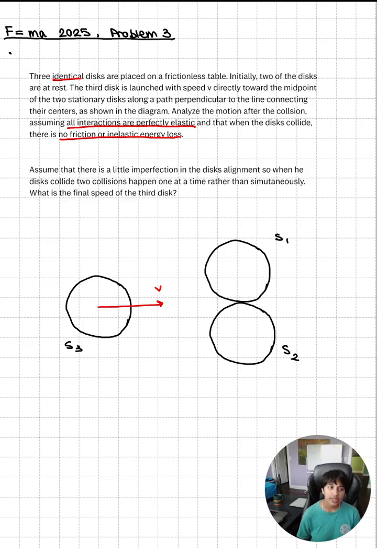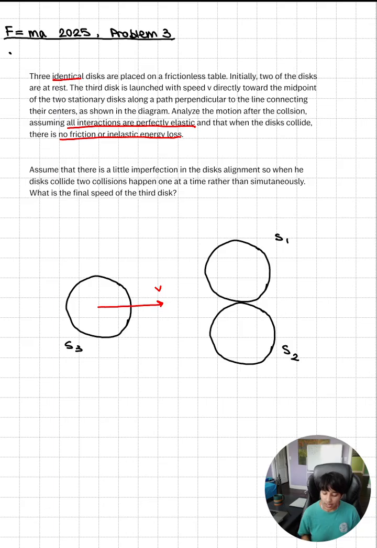However, the third problem itself specifically reads, given this context, assume that there is a little imperfection in the disks' alignment so that when the disks collide, two collisions happen one at a time rather than simultaneously. And don't worry, if you don't understand what that means, I'll explain that in a minute. What is the final speed of the third disk?